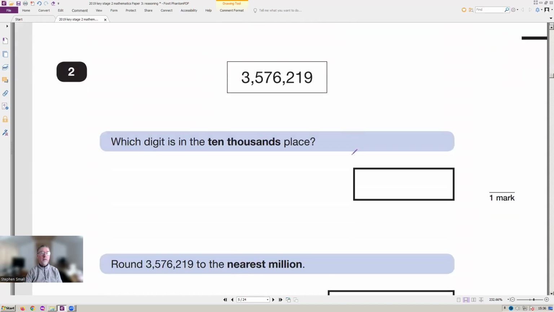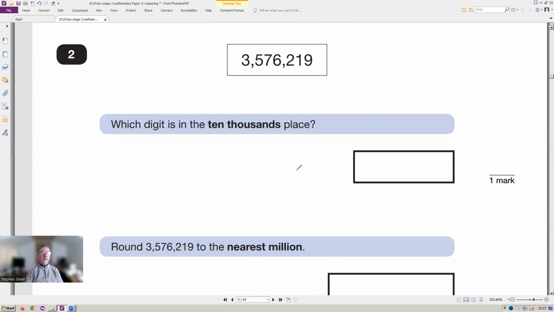Question 2. 3,576,219. Which digit is in the 10,000s place? Well, we've got to know where they are. This is the hundreds column. This is the 1,000s column here. This is the 10,000s column there. So that's going to be a 7. Yep.